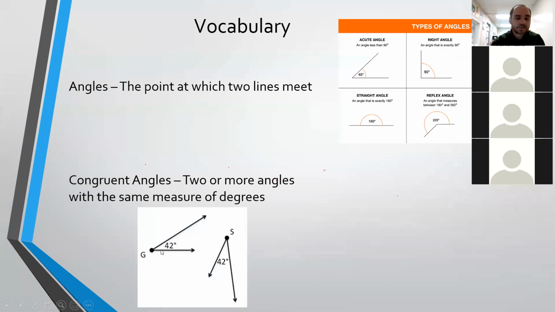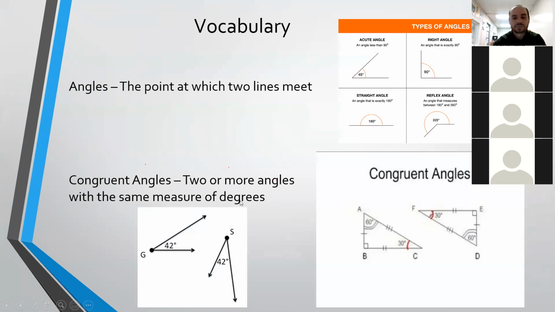And then congruent angles. So here we see that there's this angle for point G, which is 42 degrees, and the angle for point S, which is also 42 degrees. So these are congruent, even though S is facing a different direction than G. They are the same angle, so they are congruent. And then here's 2 congruent triangles, actually. But when you have congruent triangles, each of the different angles is congruent. So we've got this one. It's congruent with this one.